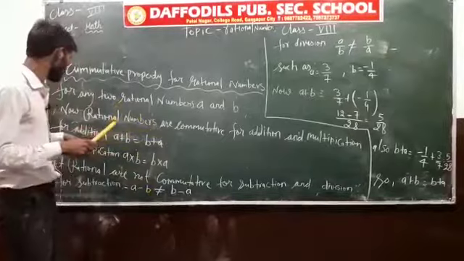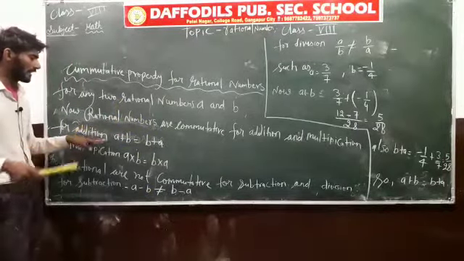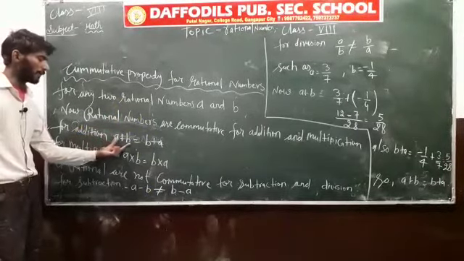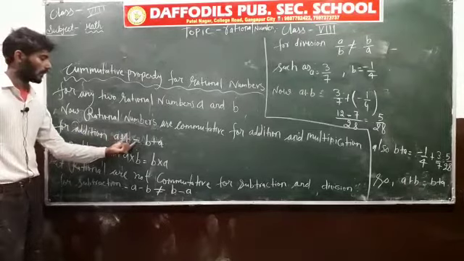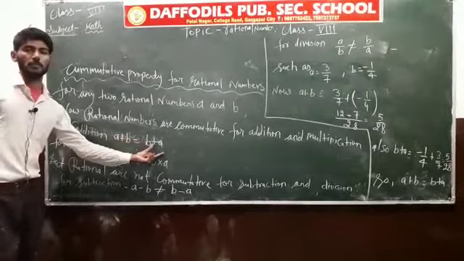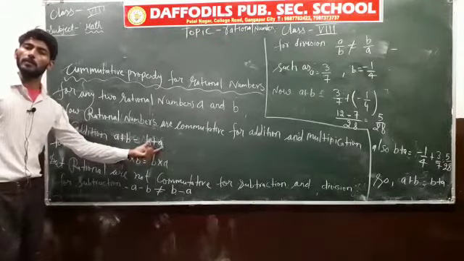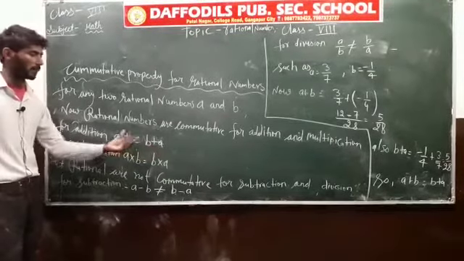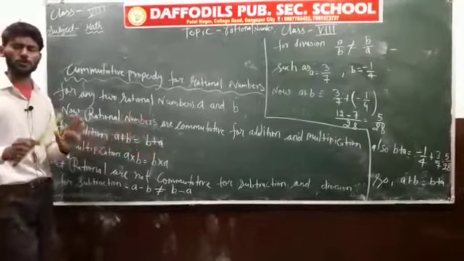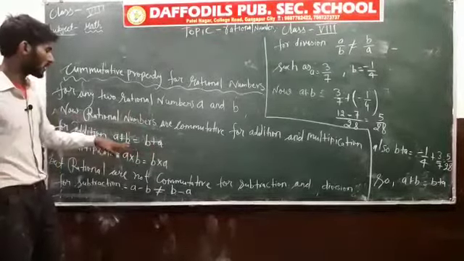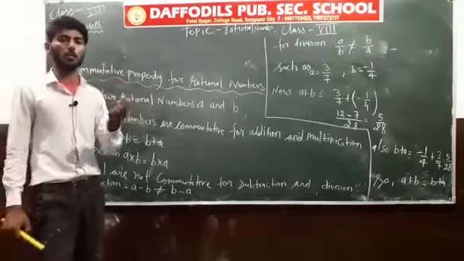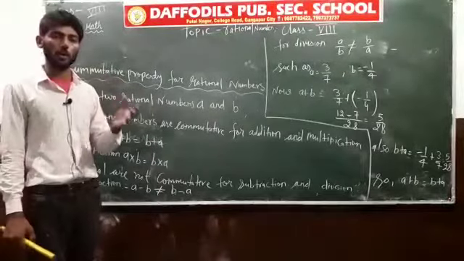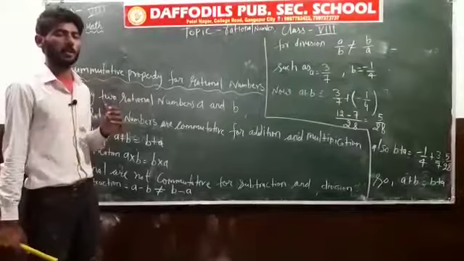Both terms are equal. Okay, for addition, have a look: a + b, or b + a. Just like 3 + 5, you can also write 5 + 3. No change, both the terms are equal. So commutative property means you can add two numbers in any order, that is called the commutative property.